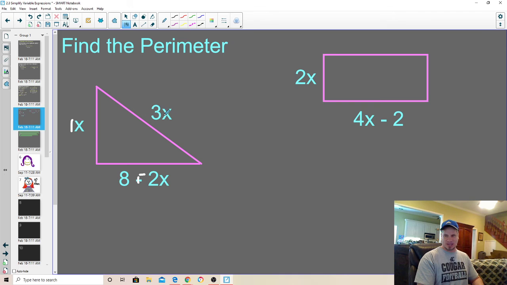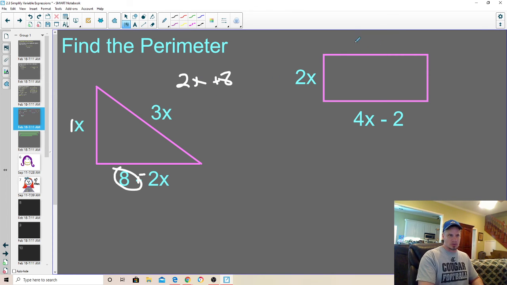So when I add sides, I add like terms. What's like the 3x? Well, the 1x and the negative 2x. So it's 3x plus 1x, which is 4x, plus negative 2x, which is 2x. Now, there is nothing in any of these to change the 8. So the 8 stays the same. It's going plus 8. So 2x plus 8 is the perimeter of this in terms of x.